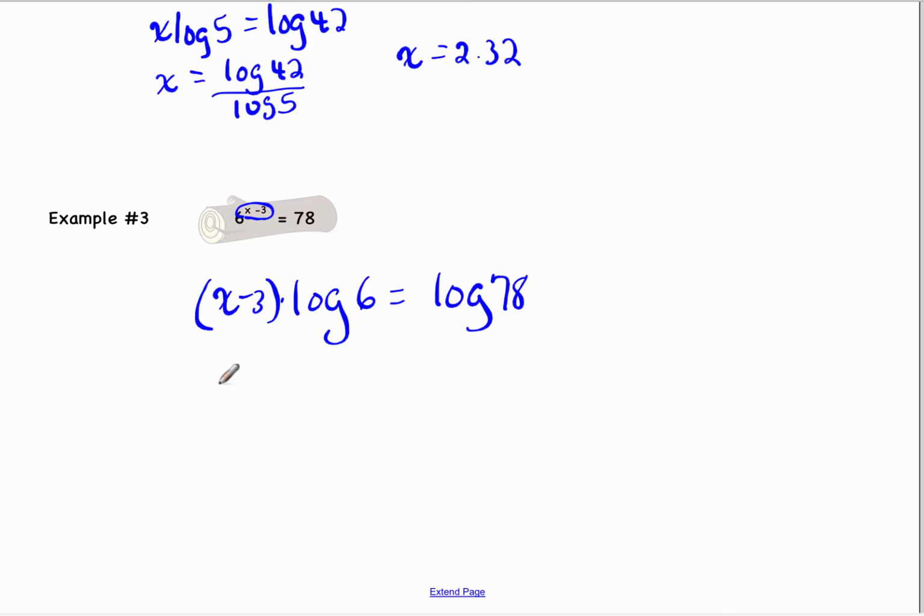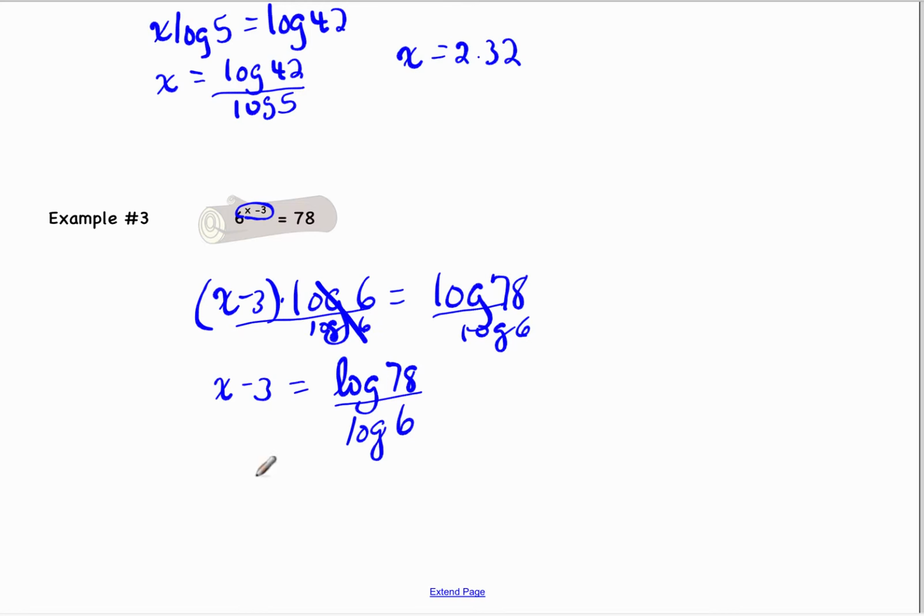First thing I'm going to do is not really reach for the calculator. I'm going to try and get x alone by using algebraic steps and not actual numbers, right? So if I divide through here by the log of 6, and I still have to get x alone, that means I would add 3.